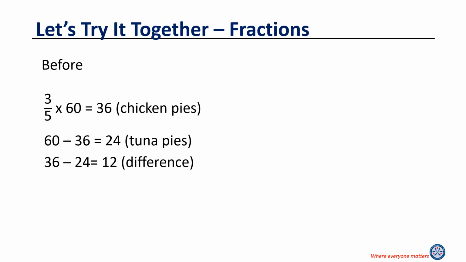If there were 36 chicken pies, there were 60 minus 36 to give us 24. There were 24 tuna pies. And the difference between the chicken pies and tuna pies would be 36 minus 24 to give us 12.